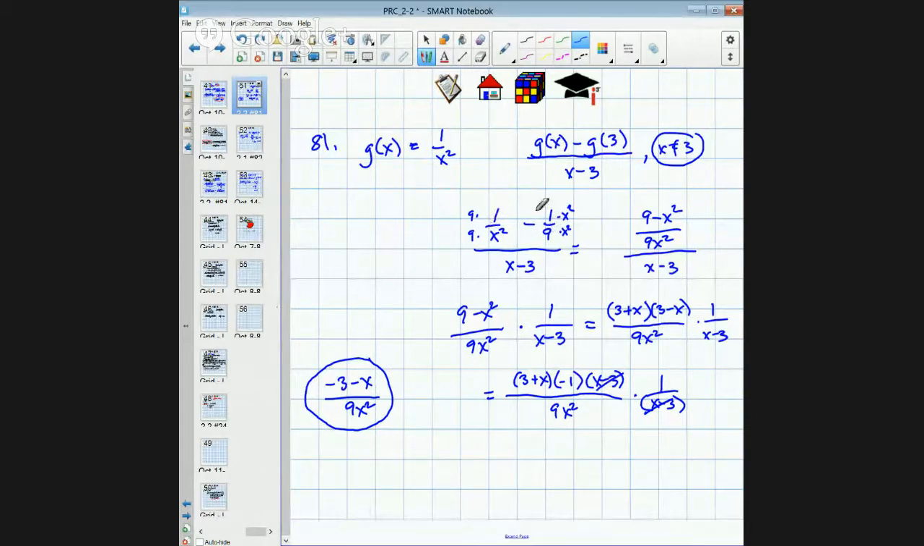Okay, notice I need a common denominator to bring the top together. Multiply top and bottom of the first fraction by 9, and top and bottom of the second fraction by x squared. Bring it together, looks like this. Now, think of this over 1 down here. Invert and multiply, and just simplify. That's really substitution.